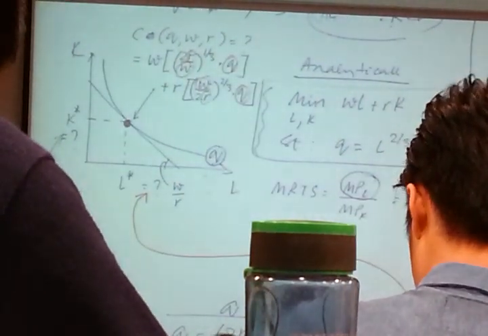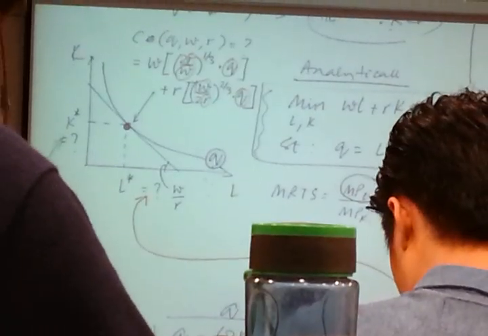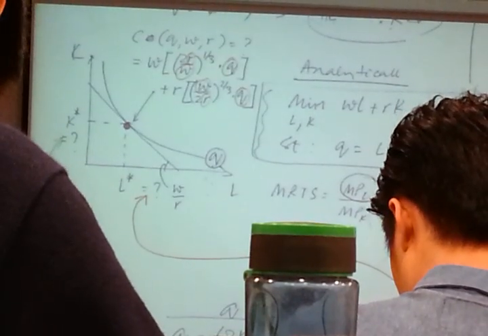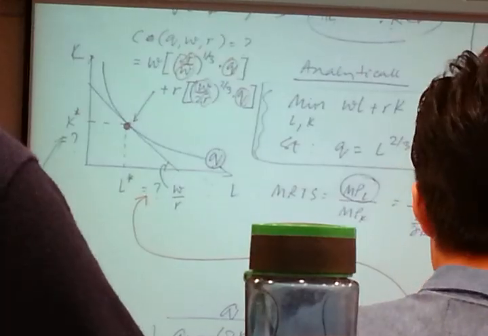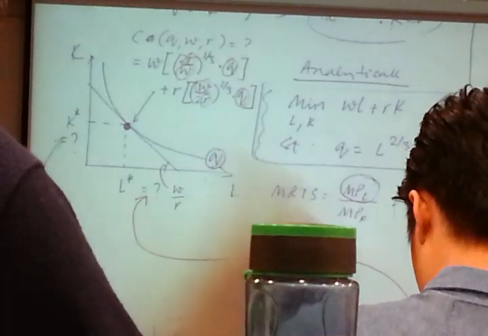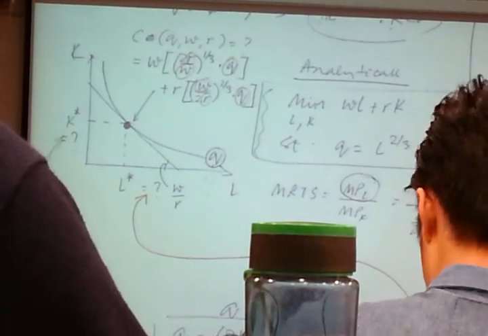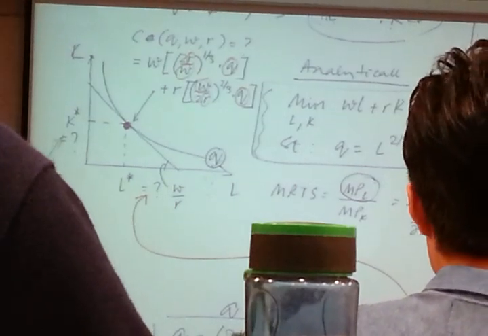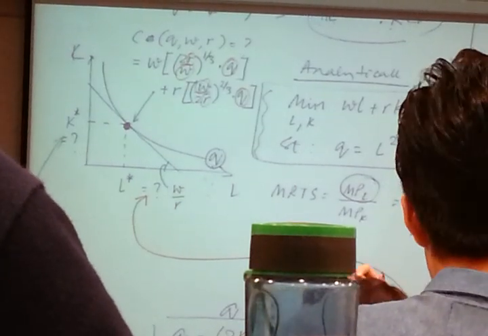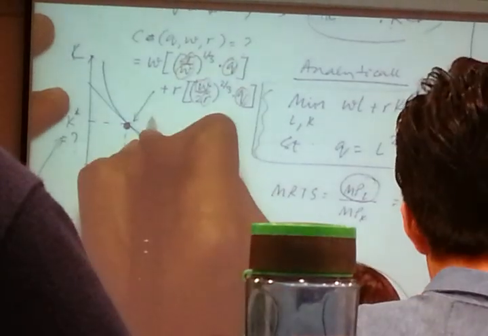That's the last thing you must always do. It must be a function of what you expected it to be a function of: output, wage rate, and interest rate. You will solve it and you will simplify. I am cheating. The cost function will be this.